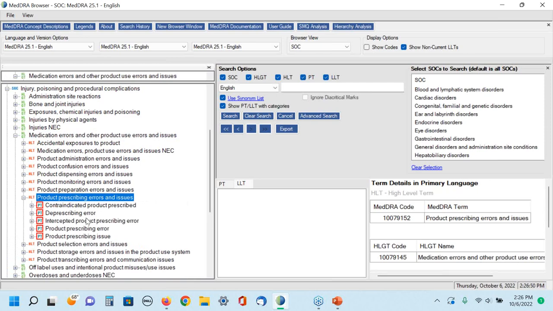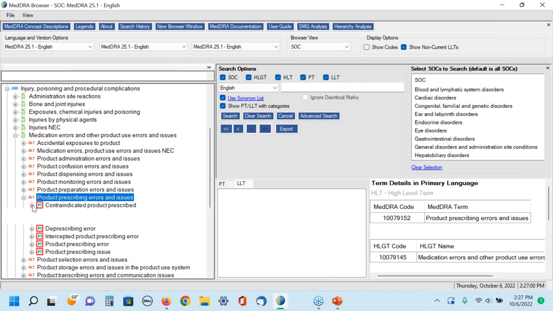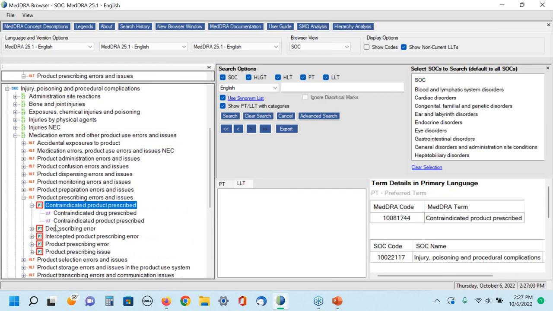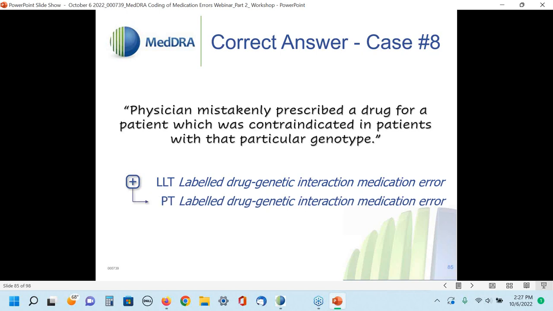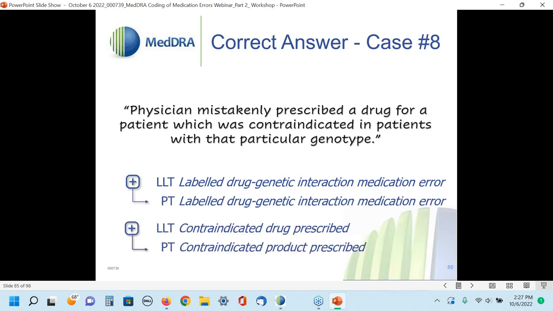Intercepted. Contraindicated. So contraindicated product was prescribed. That's what happened here. It was prescribed. We don't know whether it was given or not. We don't know at all, so we can't say intercepted or whatever. We can simply say that it was prescribed. We're not able to infer that someone stopped it from happening because we don't know what happened with the dispensing and administration part of this story. It's not in the scenario as provided in that particular verbatim. So labeled drug genetic interaction medication error, contraindicated drug prescribed.